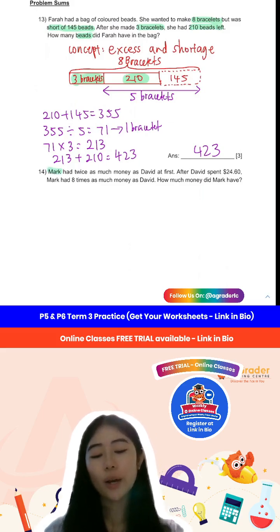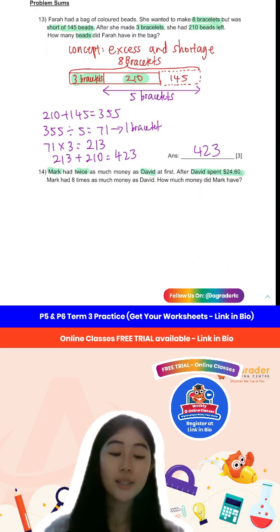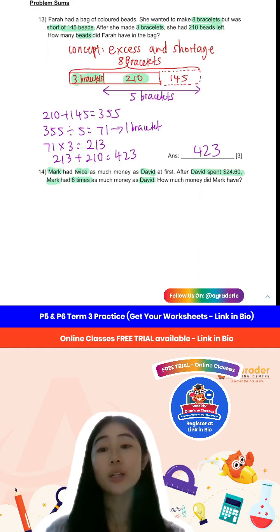So Mark had twice as much money as David at first. After David spent $24.60, Mark had 8 times as much money as David. So how much money did Mark have?